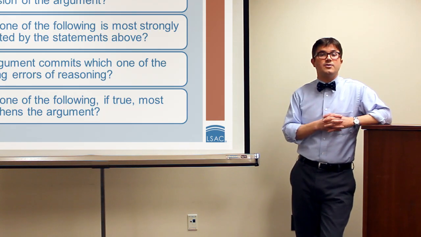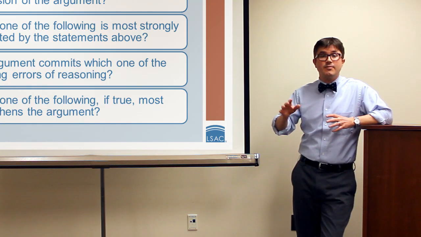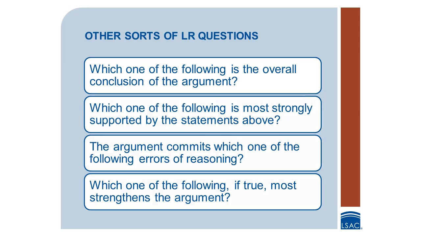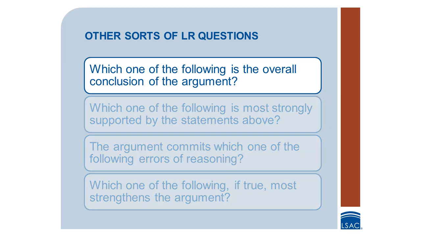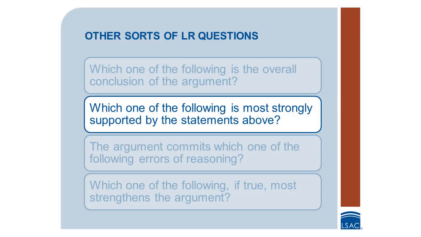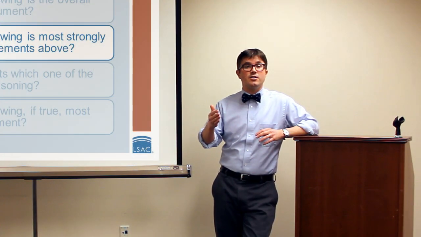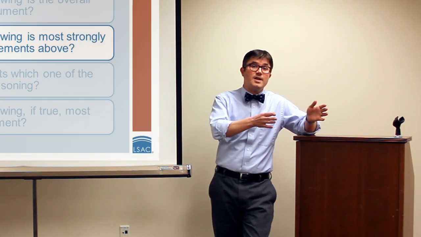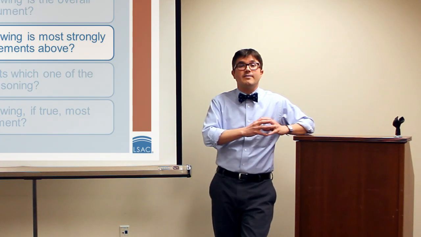What other types of questions do we ask in logical reasoning? While I can't give you a complete list, I can highlight a few notable examples. First, which one of the following is the overall conclusion of the argument? As I've mentioned, often logical reasoning passages present an argument, and sometimes we'll simply ask you to identify the conclusion of that argument. Second, which one of the following is most strongly supported by the statements above? This is an important example. Not all logical reasoning passages will present an argument. Some will, so to speak, leave out the conclusion, and it'll be your job to figure out what can be inferred from the statements given.